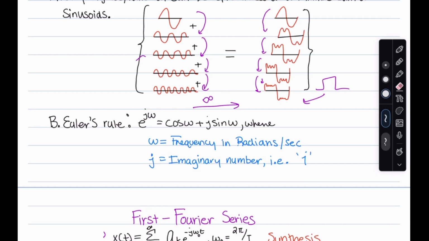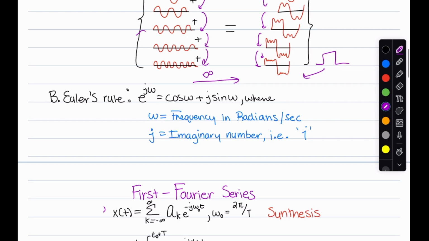The second is Euler's rule. This is very simple. e to the j omega, a complex exponential, is equal to the sum of cosine omega plus the complex number j times sine omega.